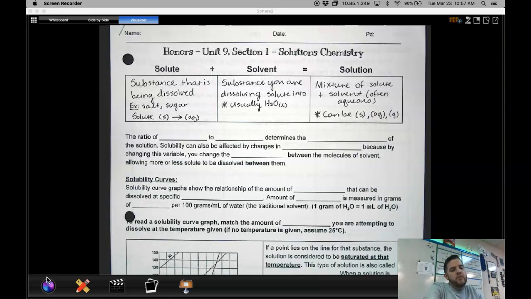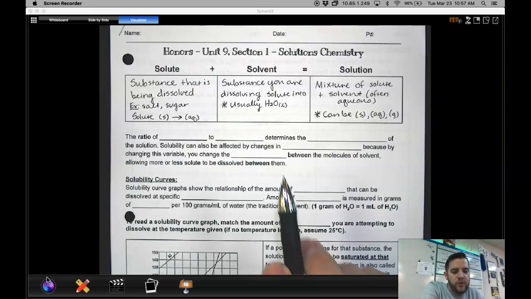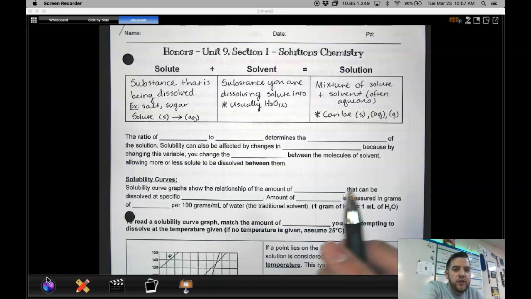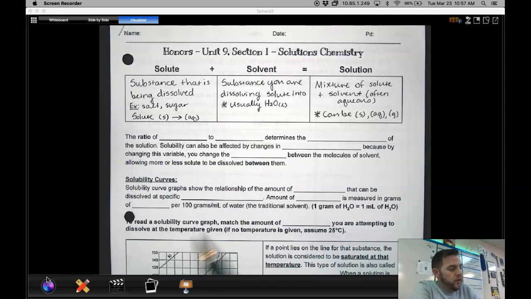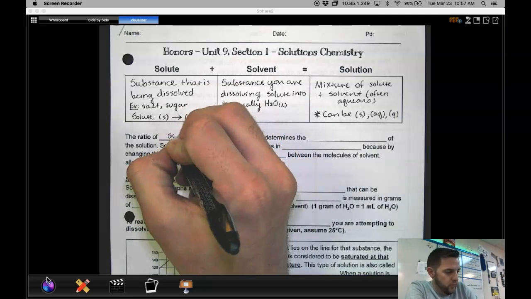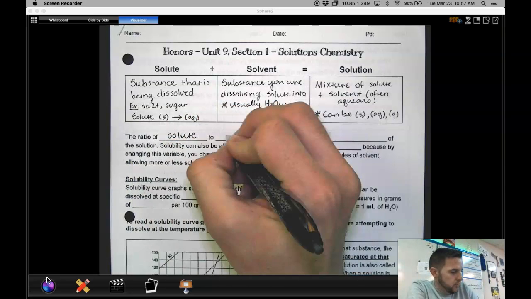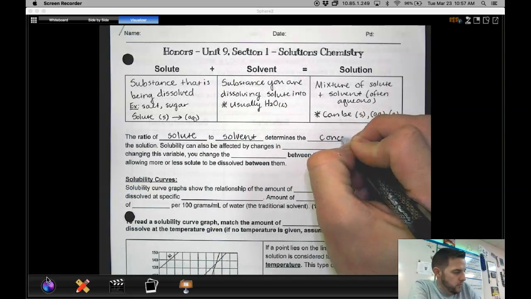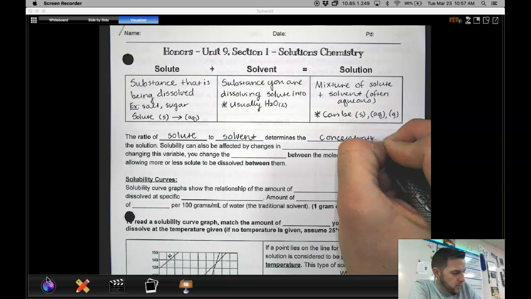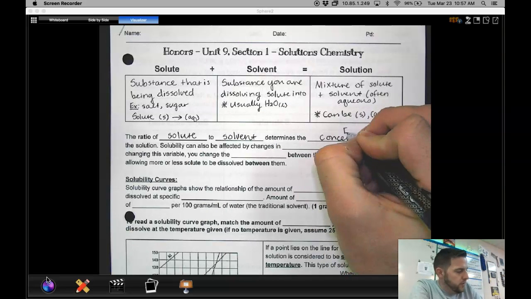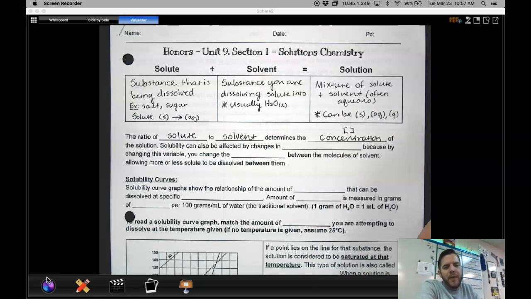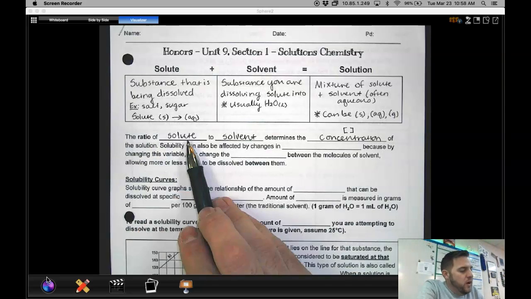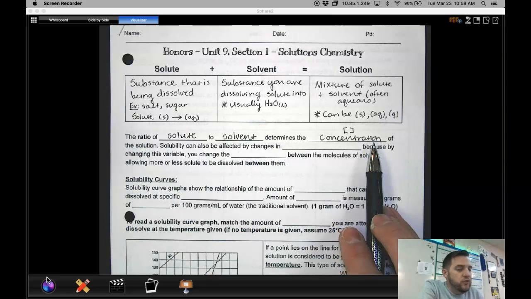So we've talked about this term concentration before. So the term concentration is referring to how much of something you have in a certain area. Specifically, it's referring to the ratio of solute to solvent. And concentration is represented with a pair of brackets, and we'll come back to using that soon. So the ratio of solute to solvent determines the concentration of the solution.